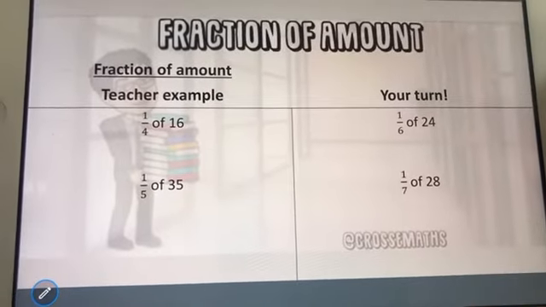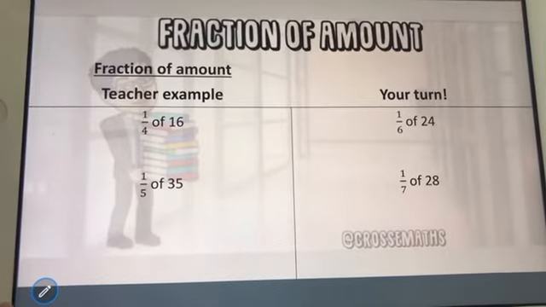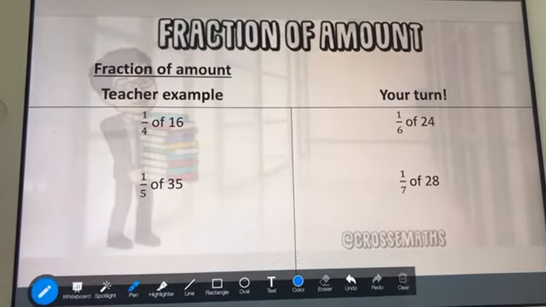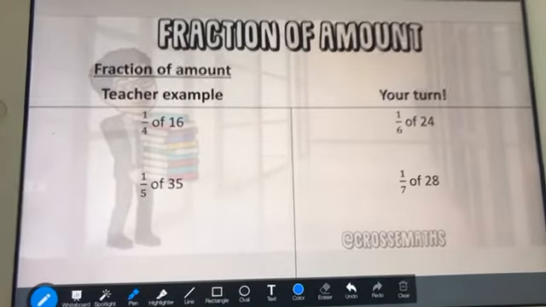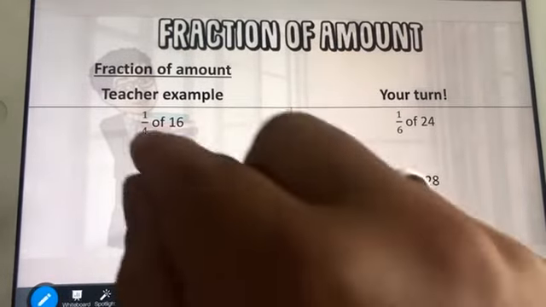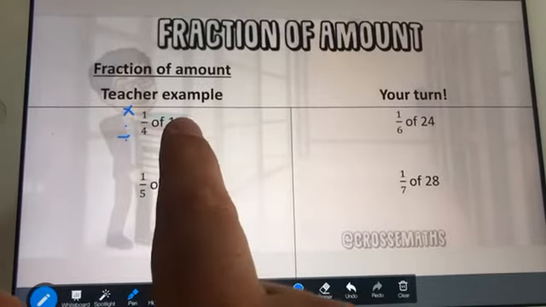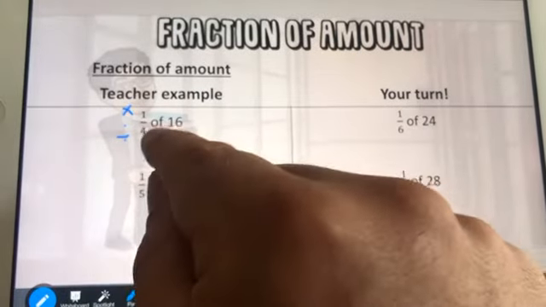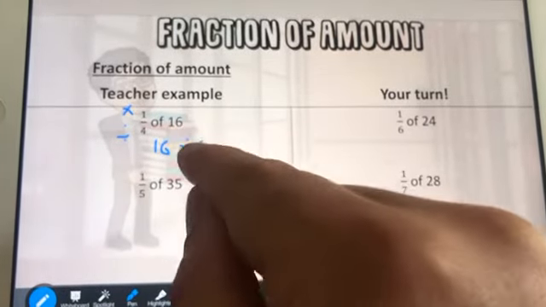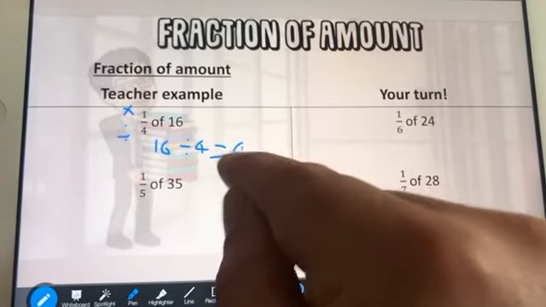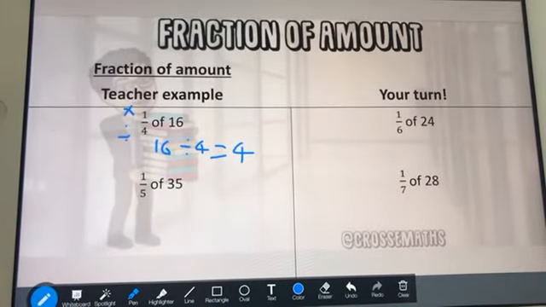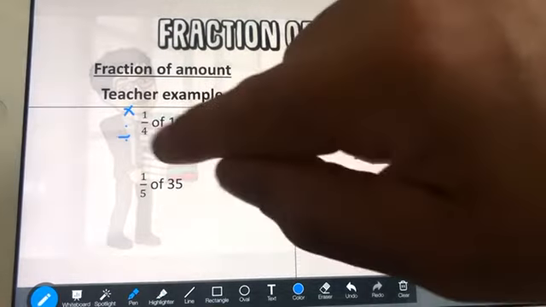Right then, so very straightforward, fraction of amount, okay? We're just going to slam through this today and then see how we get on later in the week. So, a quarter of 16, all you do with a fraction of amount, you divide by the bottom times by the top. So I'm going to do 16 divided by 4 first. 16 divided by 4 gives me 4. And then I'm going to times by the top. However, if the top is already a 1, you don't need to times by the top. So 16 divided by 4 is 4.